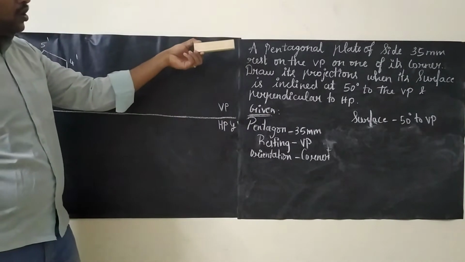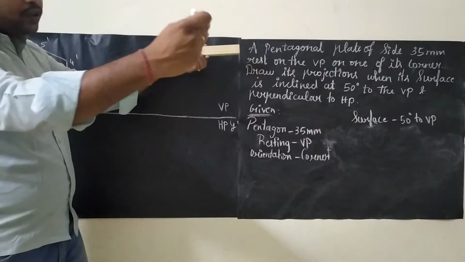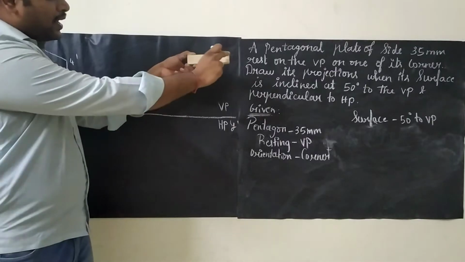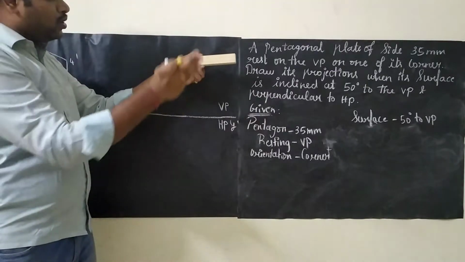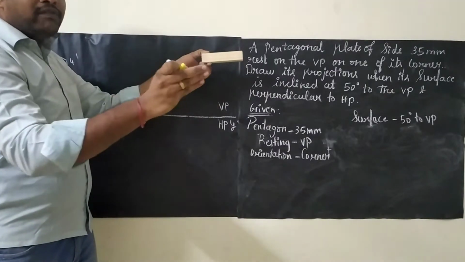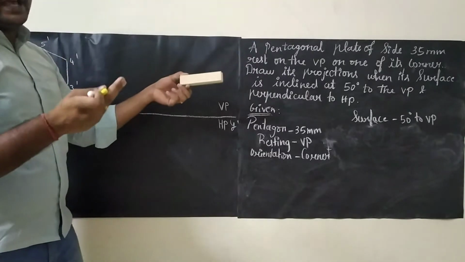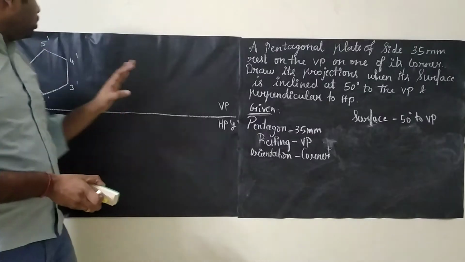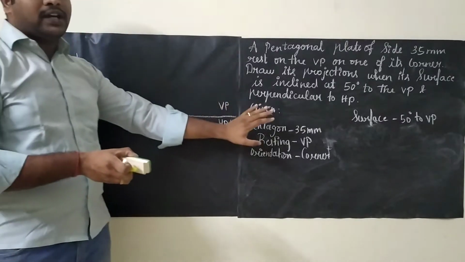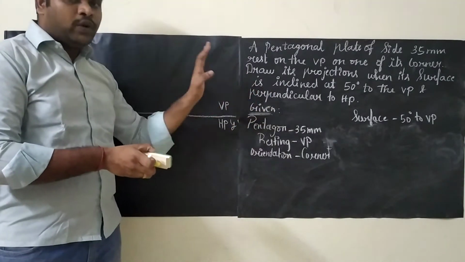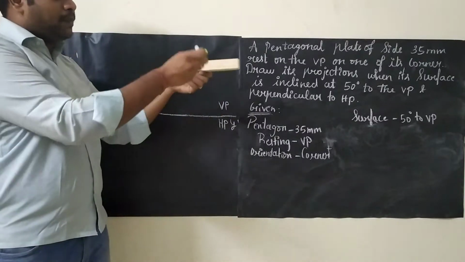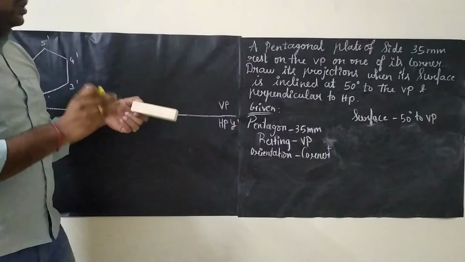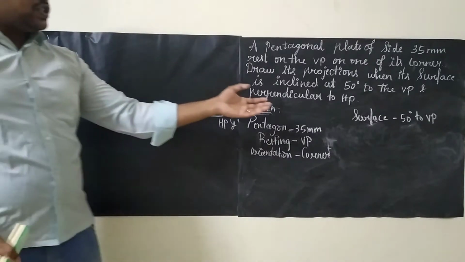If the duster is resting on VP, it means when you are seeing from the front view, the true shape of the duster, that is the rectangle portion, will be seen on the vertical plane. So whatever diagram we are going to plot in the vertical plane will be our front view. So we get the true shape of the pentagon only in our front view. So that's what we are doing. Already we chose which pentagon we have to choose.